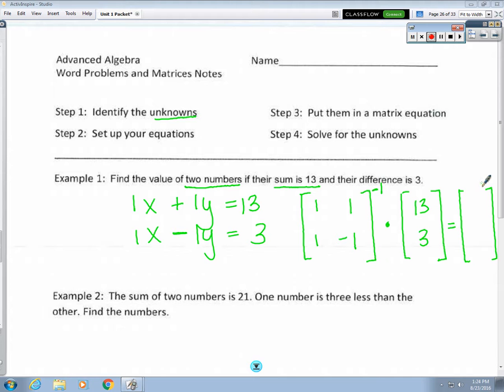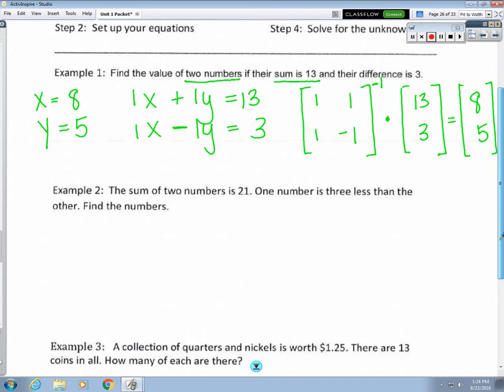Okay, once you typed it in, what'd you get? 8 and 5. So what that means is your x value, since it's first in each of the equations, is 8, and your y value is 5. Now, once you get your answer, you're going to want to make sure they actually make sense. Is the sum of those two numbers 13? Is the difference 3? Yes, so it works.